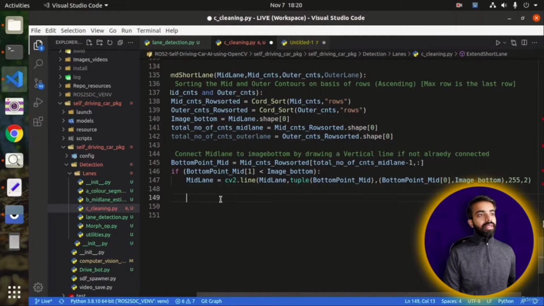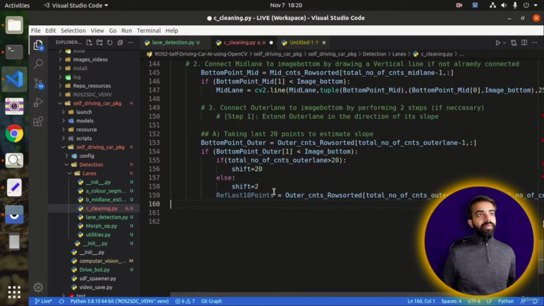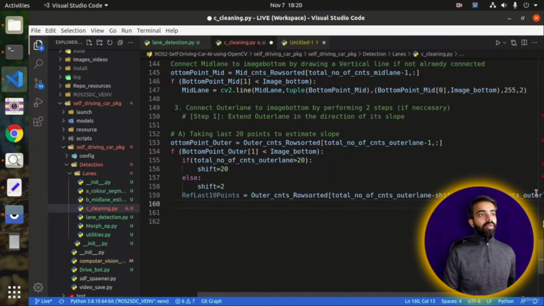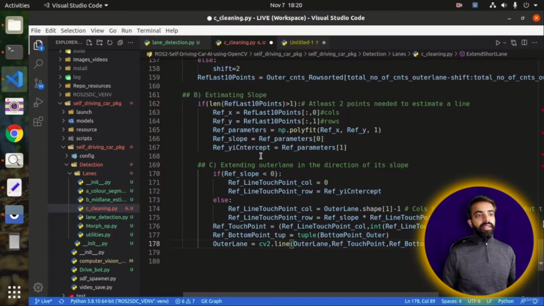So starting with extracting the last few points of our outer lane. Once we have extracted the last few points, then we can use those few points to simply extract its slope. Once we have extracted the slope, we can then use that slope to extend it towards the image bottom. Then we can simply extend it using the function of line.